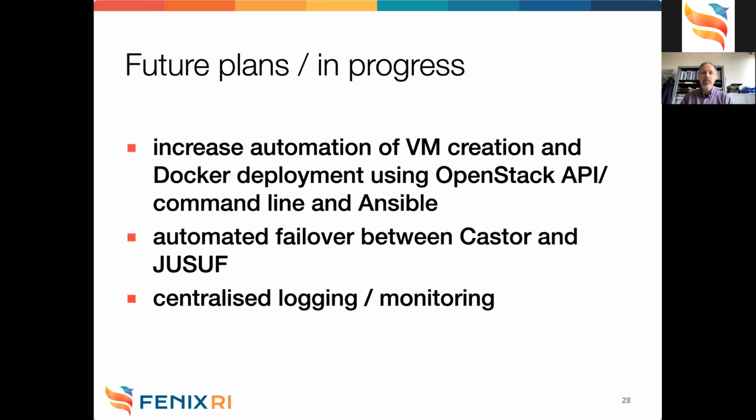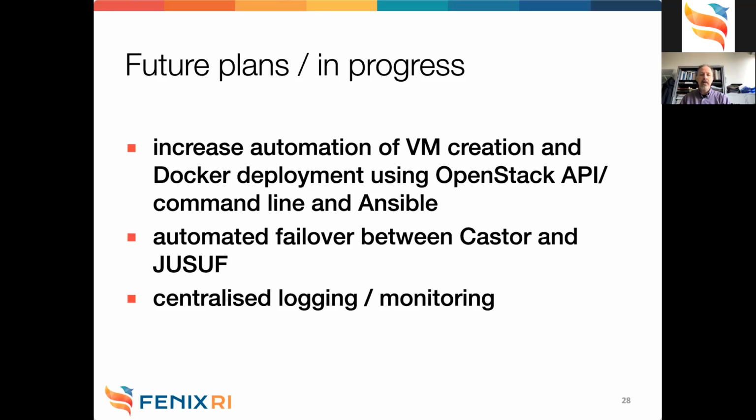In terms of our future plans, things which are currently ongoing or we plan to do in the near future: as I said, there are more sophisticated ways to use OpenStack, and so we are currently trying to increase the automation of this using the OpenStack API, the OpenStack command line, and then using Ansible to actually run the install scripts on the VMs and get them into the configuration we need to run our Docker images.